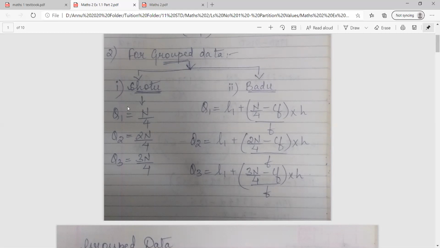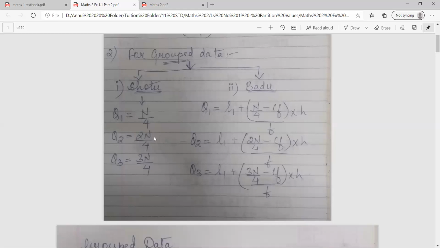So as you can see, for Q1, you can put the formula n divided by 4. And after that, you can put the bigger formula: Q1 is equal to L1, that is the lower limit, plus (n upon 4 minus CF) upon F into H, the height of the class. For the class 0 to 10, the difference is 10, so your height will be 10 over here. 0 to 10, so the lower limit L1 will be 0. And how to calculate height? L2 minus L1.